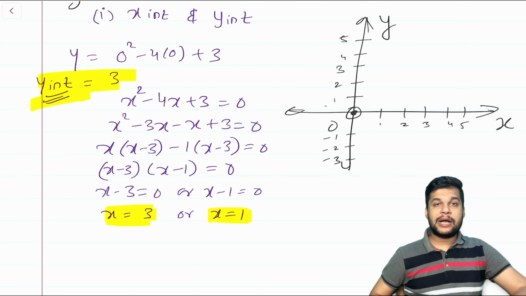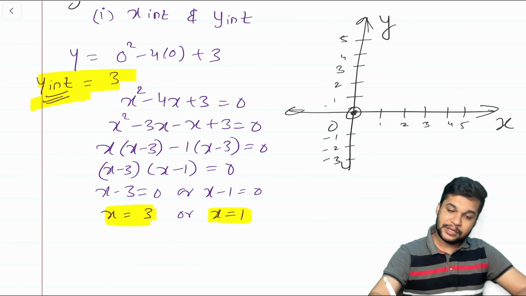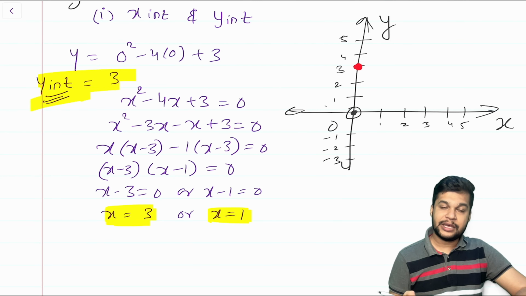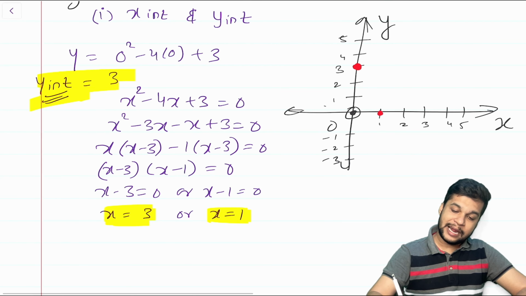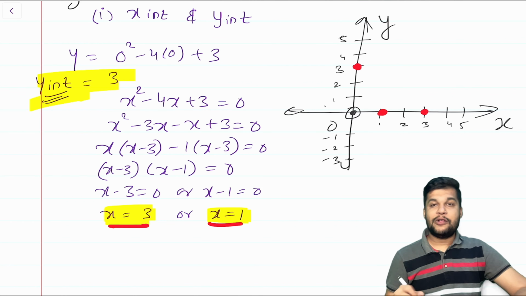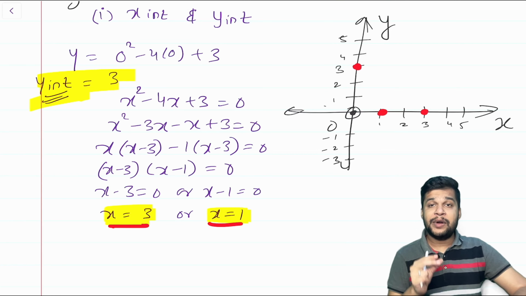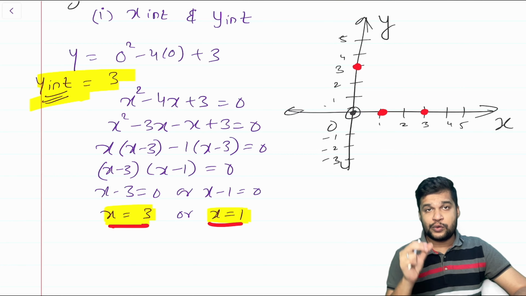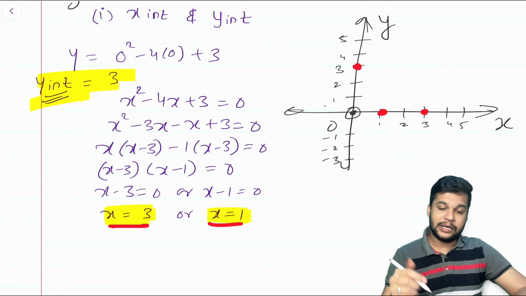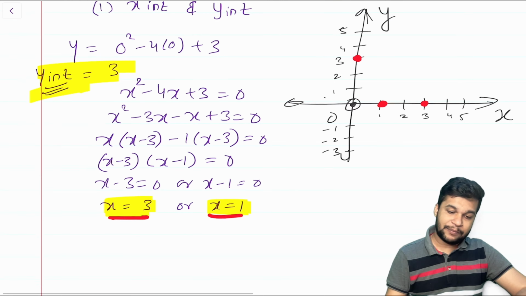Okay, so guys, you have 3 points. You have y-intercept as 3, so 0, 3. You have x-intercepts as 1 and 3, so 1 and 3. Now the thing is, you can join the curve and make a parabola, but we do not know the turning point. So it is very important that we know the turning point. Now how do I find the turning point?